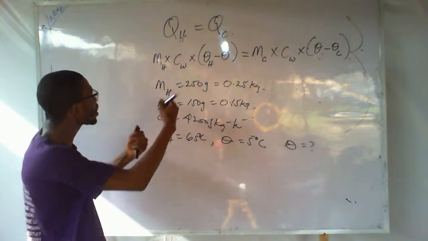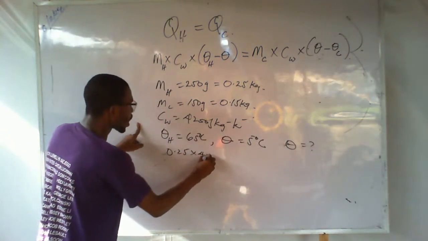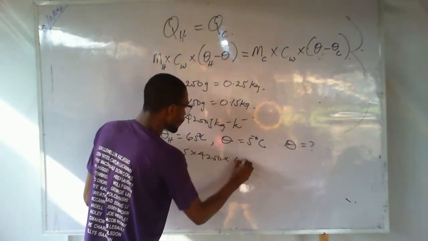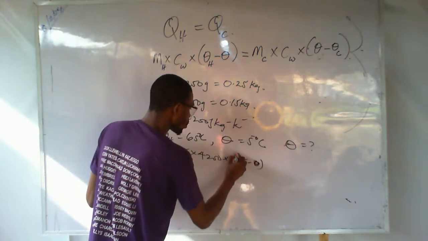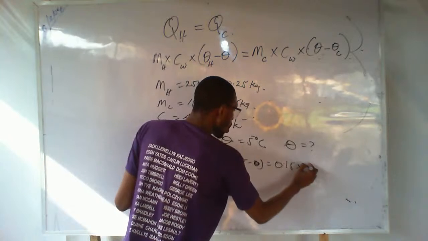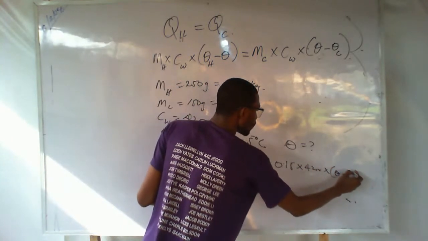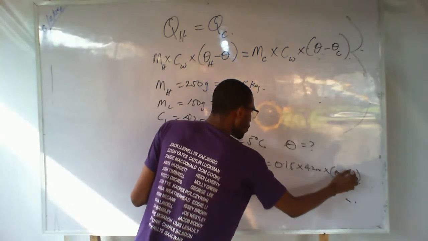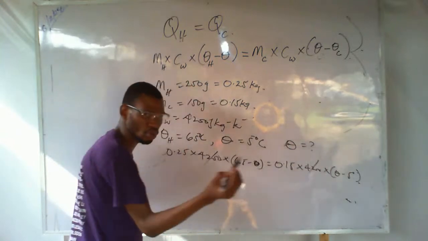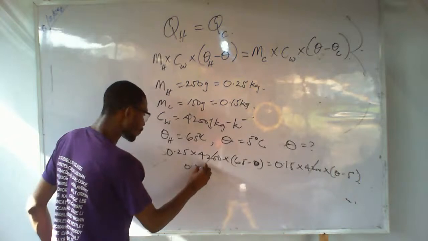So from here, what are we supposed to get? We have 0.25 multiplied by 4,200 times (65 minus theta) equals 0.15 multiplied by 4,200 times (theta minus 5). So the 4,200 is out. Now we are left with 0.25 times (65 minus theta) equals 0.15 times (theta minus 5).